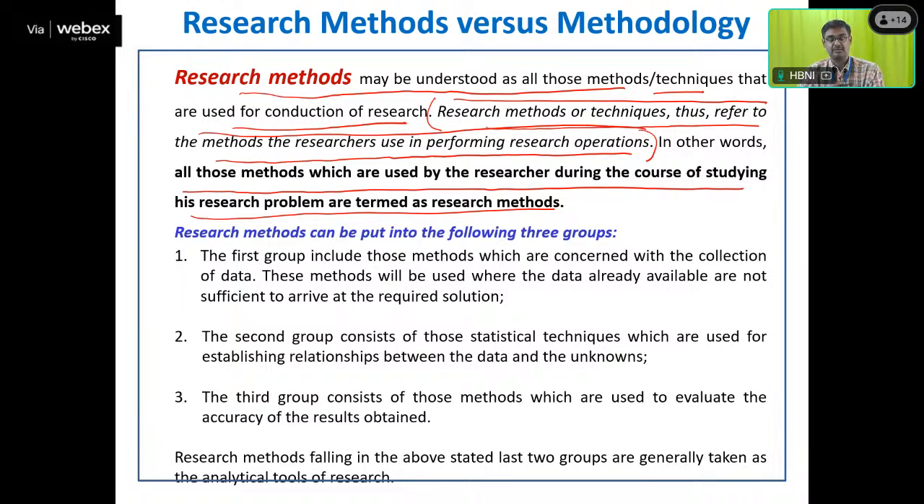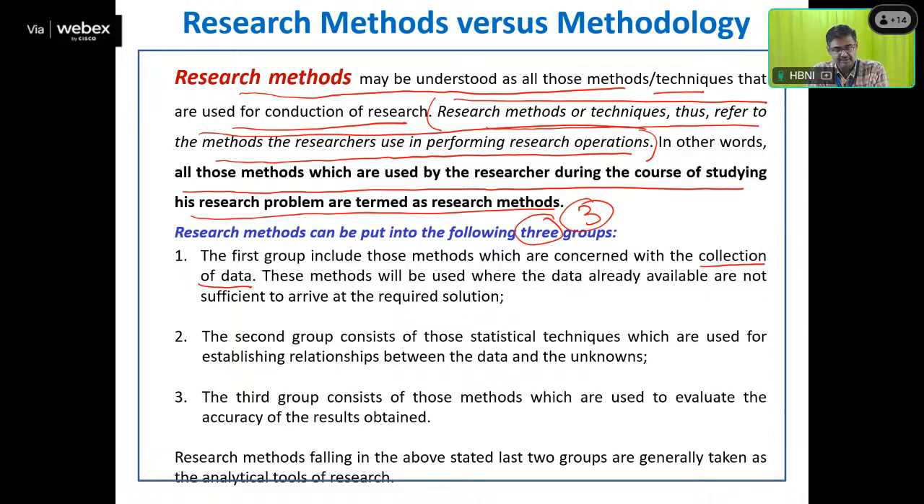So what is research methodology? We will discuss that later. But let us describe in slightly more detail what research method means. Research methods can be put into the following three groups. Basically, there are three groups under which you can describe all those research methods which you are using. The first group includes those methods which are concerned with the collection of data.